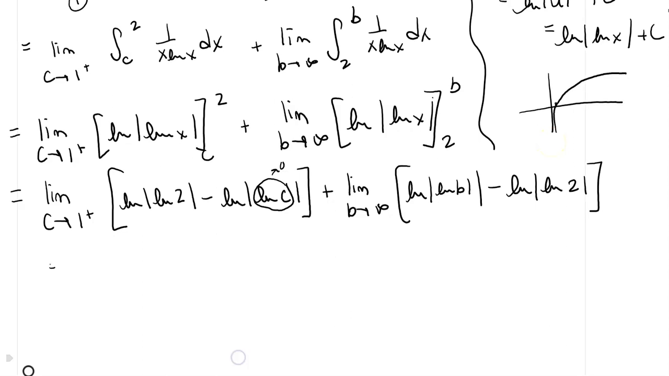So this particular limit, this is a constant. It's not a pretty constant, but it's still just a constant: the natural log of the absolute value of the natural log of 2. This is approaching minus negative infinity.